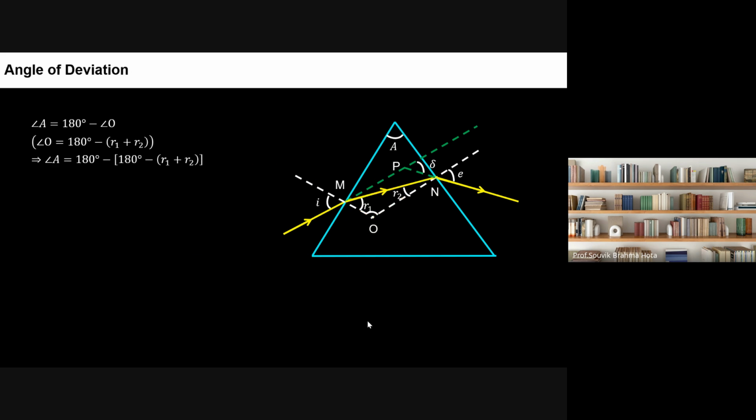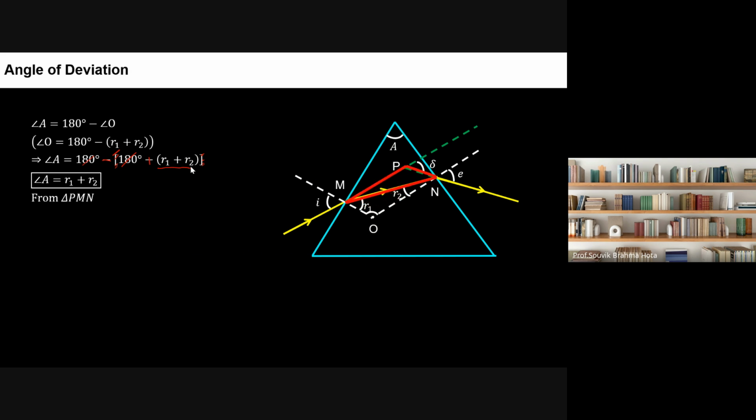So if we replace the value of angle O in the first equation, angle A becomes equal to 180 degrees minus [180 degrees minus (R1 plus R2)]. If you open this bracket, this is negative, no problem, but this becomes positive. So this and this get cancelled. Only R1 plus R2 remains. Angle A is equal to R1 plus R2. This is a very useful thing. You need to remember this relation: angle A, the angle of the prism, is equal to R1 plus R2.